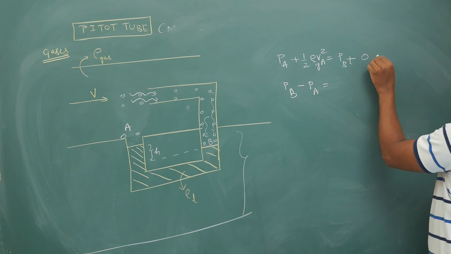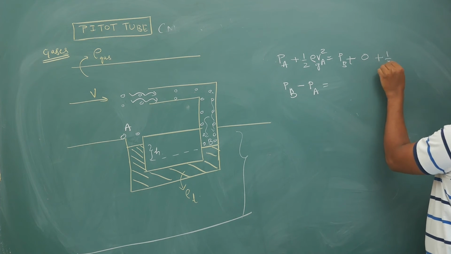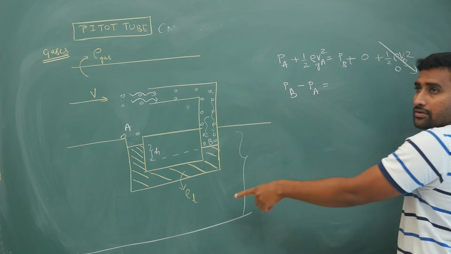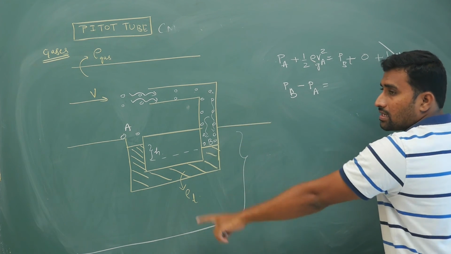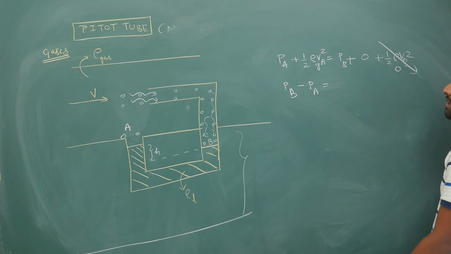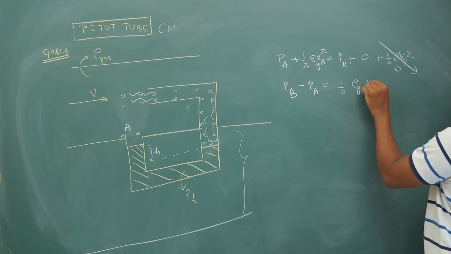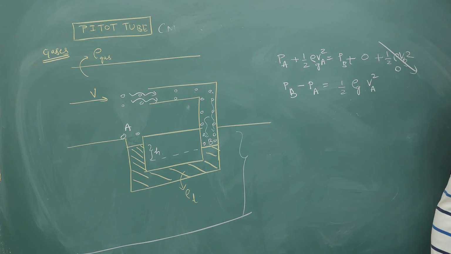Your velocity here is also going to become half rho Vb square. If you write it, it is 0. If it is not 0, as I have told you, the liquid goes further down, and that side height will rise further up. So your Pb minus Pa is half of rho of gas into your velocity of A square.